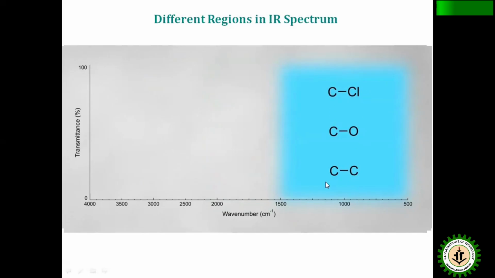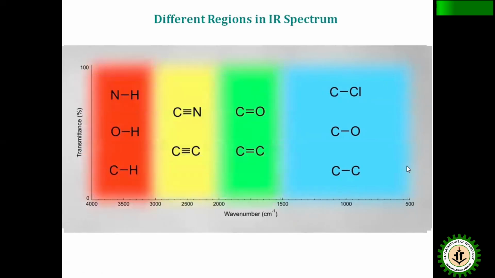And again, these single bonds are much weaker than double bonds, and they also do not include hydrogen atoms, and that is why they appear in the lowest frequency range. So, these are the four different regions that appear for the IR spectrum, and from the position of the absorption bands we can basically identify which type of bonds or which functional groups are present in the molecule.